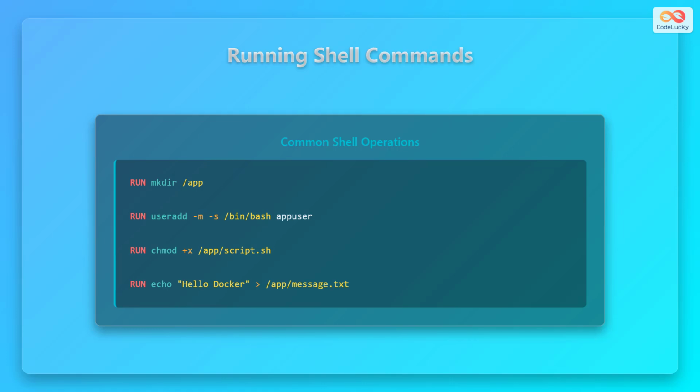Besides installing packages, the RUN instruction can also be used to execute arbitrary shell commands. This example shows how to create a directory, add a user, change file permissions, and write text to a file. These are common operations performed during image creation to set up the necessary environment for your application. For example, mkdir /app, useradd -m -s /bin/bash appuser, chmod +x /app/script.sh, echo "Hello Docker" > /app/message.txt.